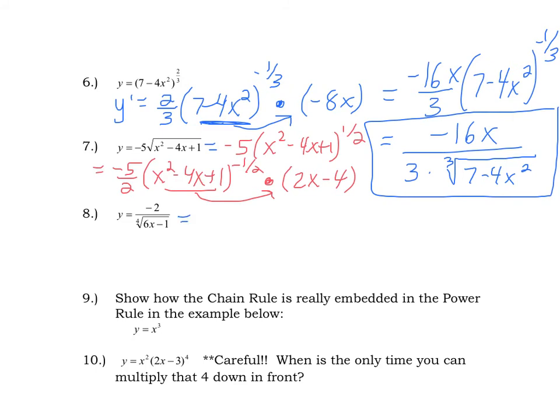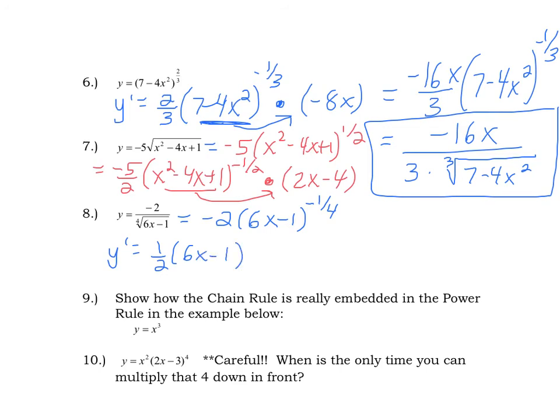Number 8, if you see a fraction like this, you could always bring up your denominator. Now, this 4th root is really the same as a 1/4 power. So if I bring up 6x minus 1 and I want to get rid of that 4th root, it's going to become a negative 1 over 4. Okay? So now I'm ready for my derivative. I'm going to multiply down. That's going to give me a positive 1/2 times 6x minus 1.